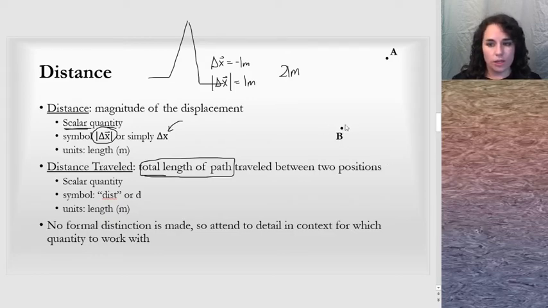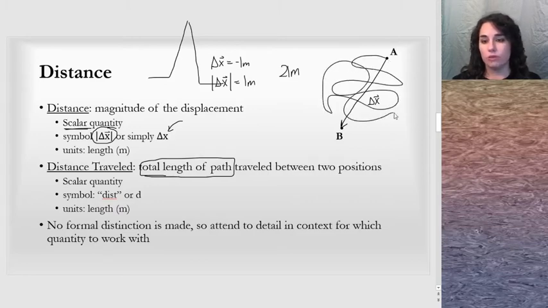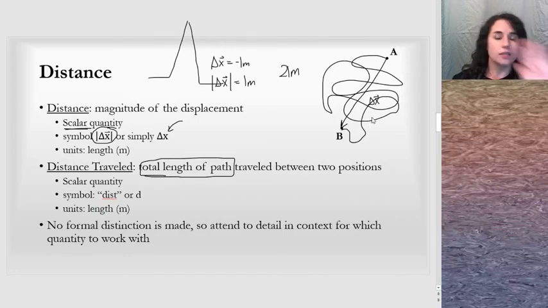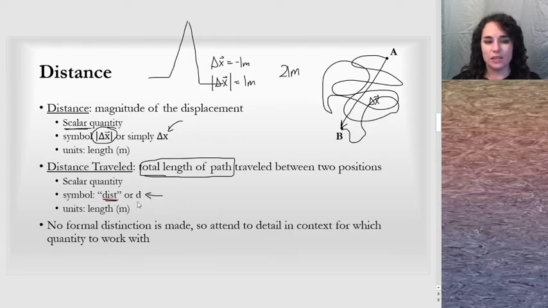So if I'm looking at A to B, I can go from A to B directly, and that's what the displacement vector would look like, and I could find the length of that. Or I could do a whole bunch of stuff before I get to B, and that would be the distance traveled. To follow that path, that's how far I actually traveled. We represent that with sometimes you'll see distance in there, or just a D. So that's why the notation is different than for the displacement.